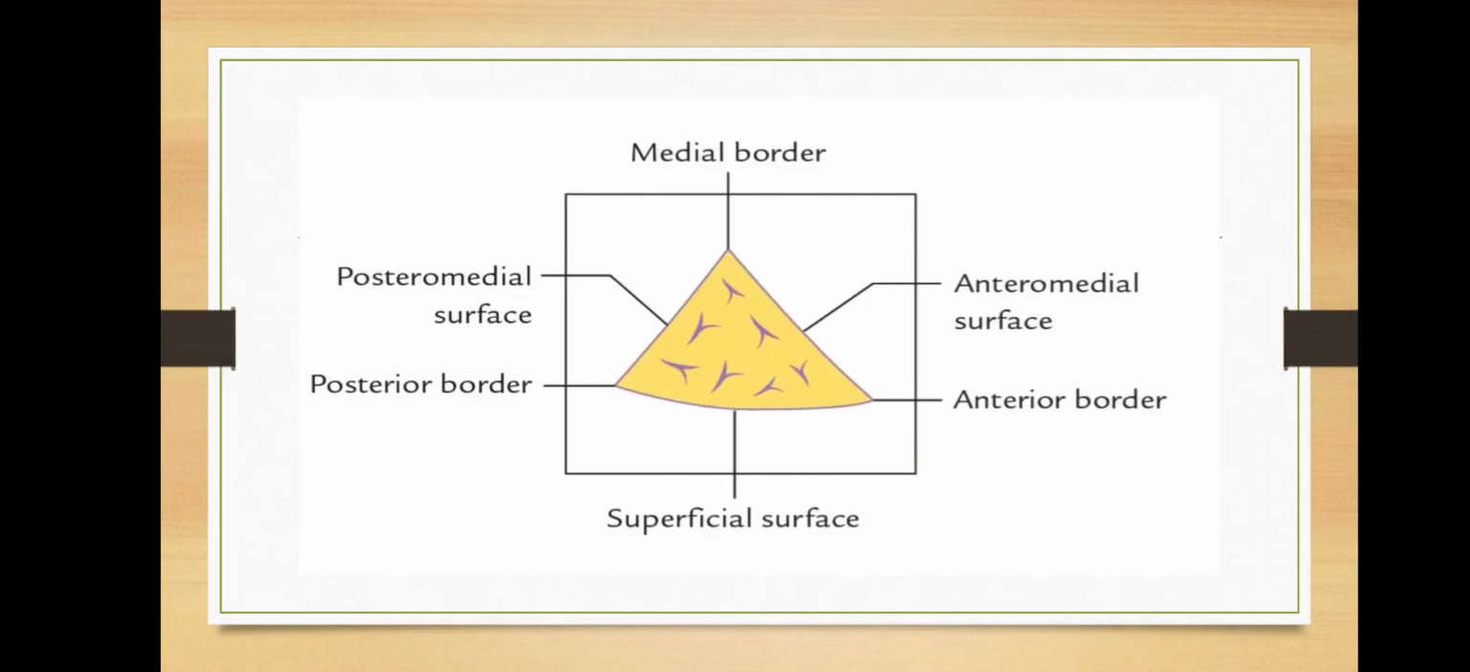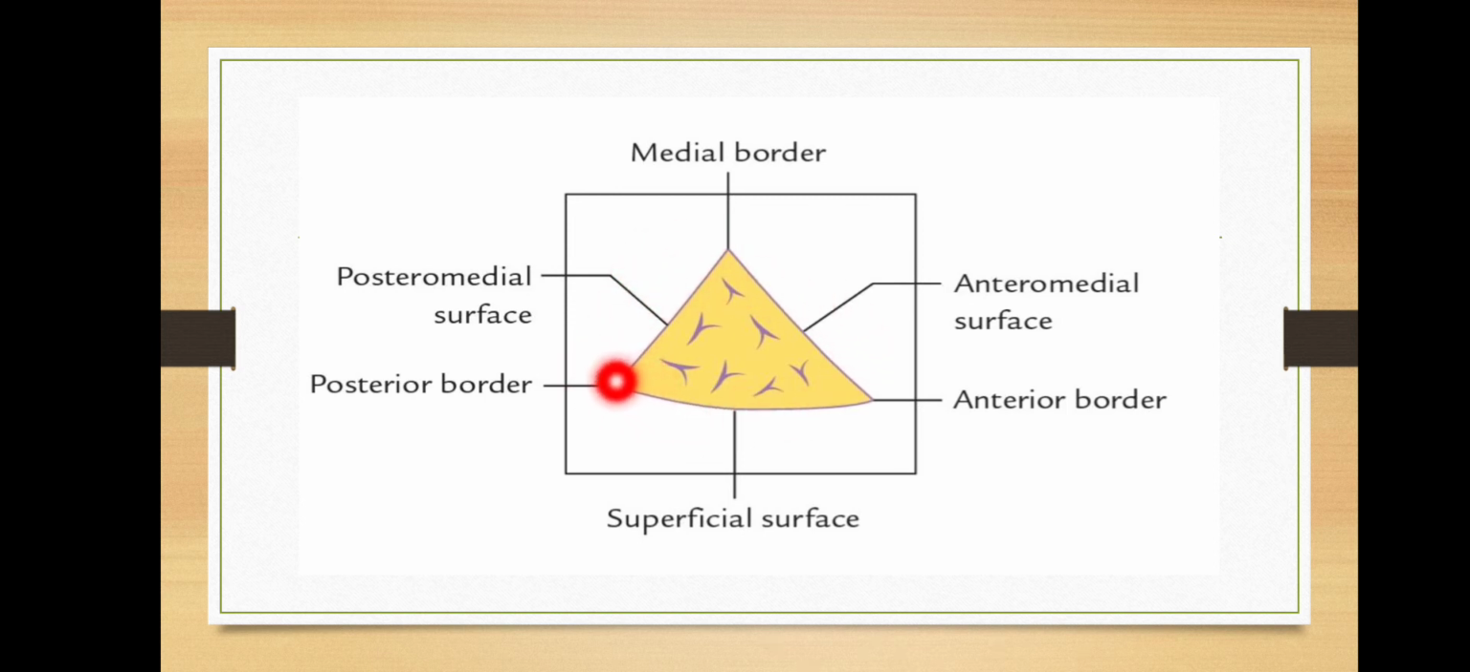Next, the external features of the parotid gland. The parotid gland resembles a three-sided pyramidal structure, with the apex directed downwards. Here in this picture, we cannot see the apex because it is directed downwards.